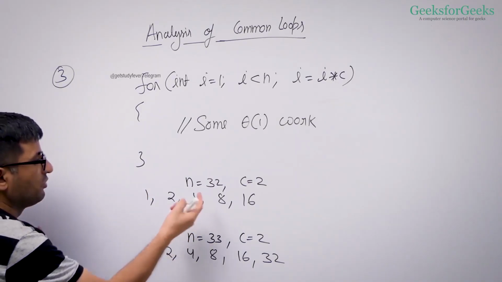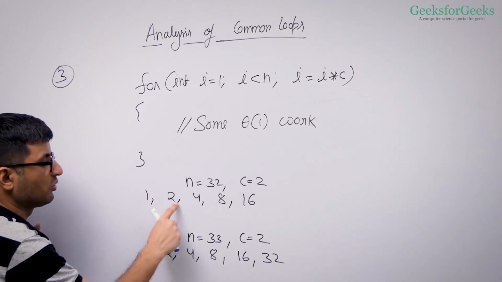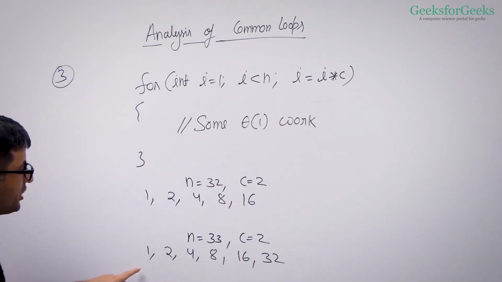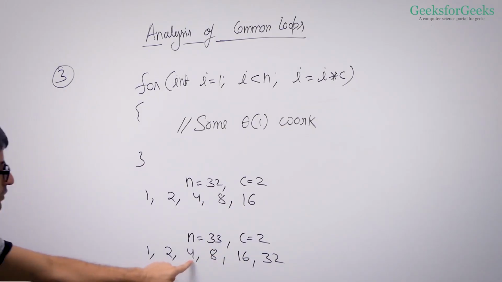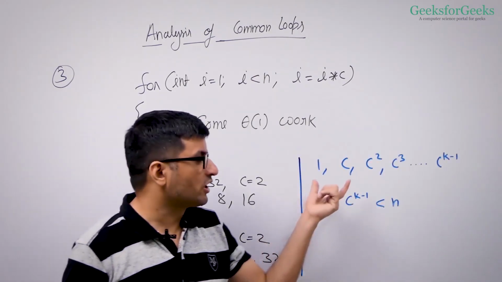When n is 32, how many times does this run? It runs for i equal to 1, i equal to 2, i equal to 4, i equal to 8, i equal to 16, and stops. When n is 33, it runs for 1, 2, 4, 8, 16, and then 32, and then stops.